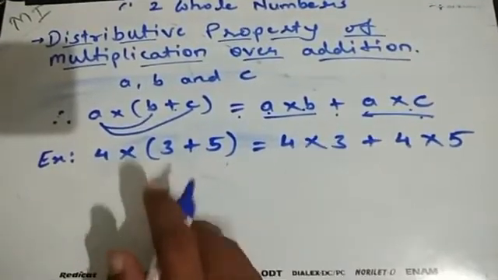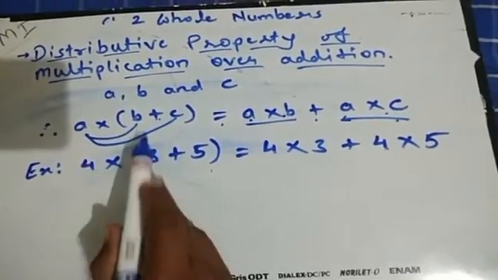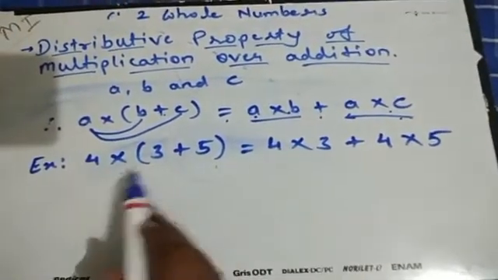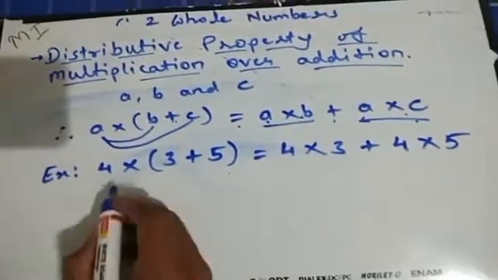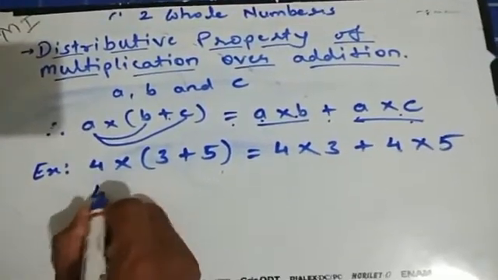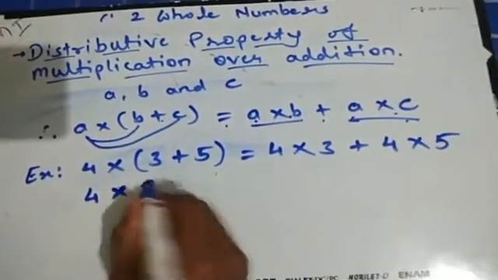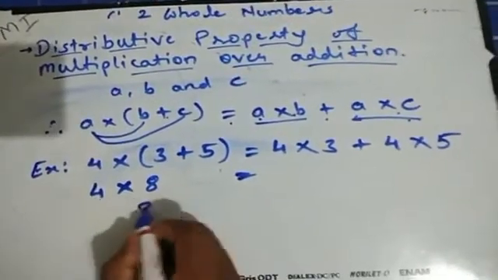Now let's see one example. See here, in place of A I have taken 4, in place of B 3 and in place of C 5. So these are the whole numbers 4, 3 and 5. In both of these ways we are going to find the answer. Now see here, this 4 I am going to keep as it is, multiplied by 3 plus 5, which is what? 8. Here the equal sign as it is. Now 4 8s are 32.